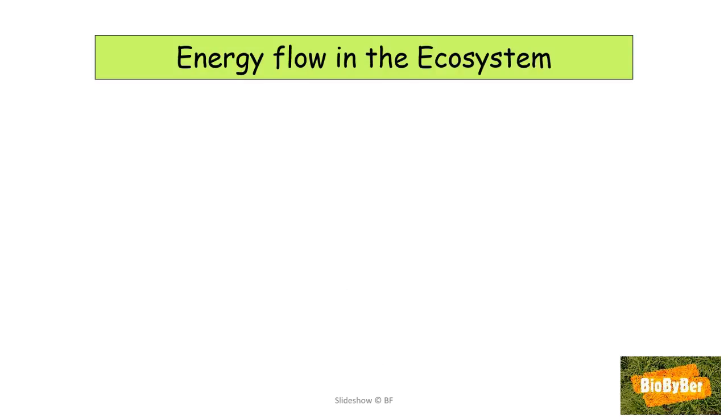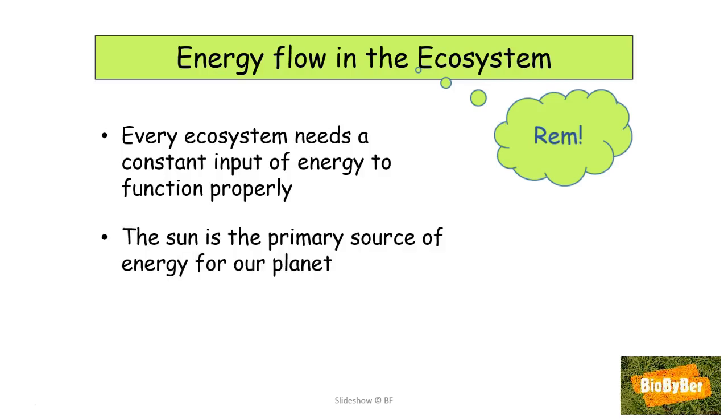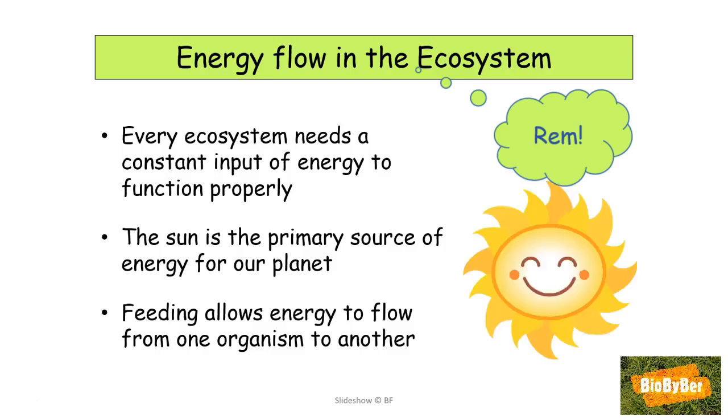Remember, we had this idea before, the idea of an energy flow in the ecosystem. Every ecosystem needs a constant input of energy to function properly. The sun is the primary source of energy for the planet, and we already learned that feeding allows the sun's energy to flow from one organism to another. So as you can see, these ideas are closely linked.